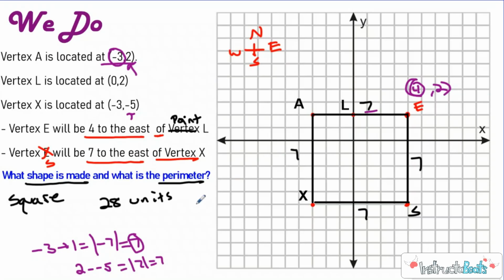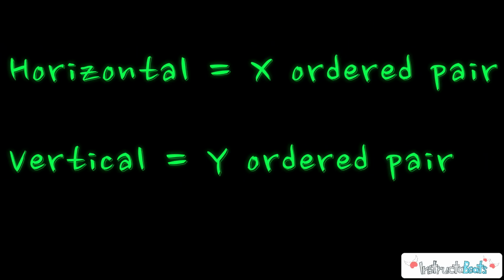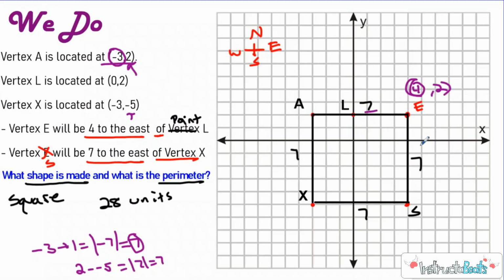So you can do it mathematically using the ordered pairs, just remembering that horizontal distance is the X ordered pair, vertical distance is the Y ordered pair, or you could graph it out and look at it.